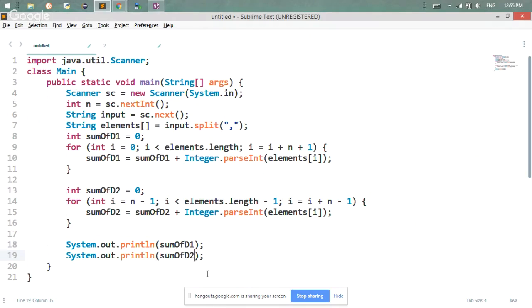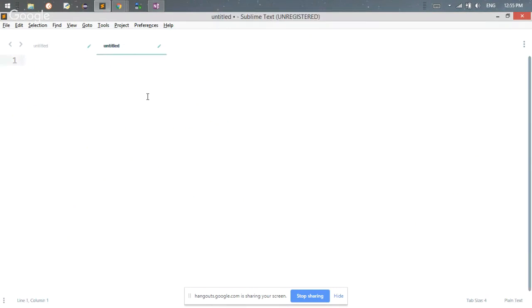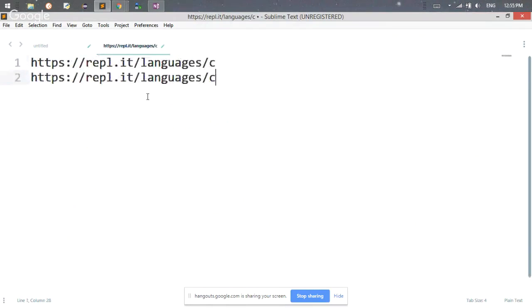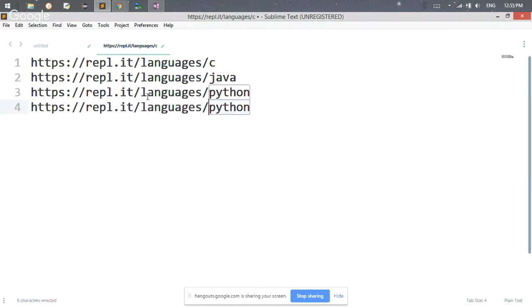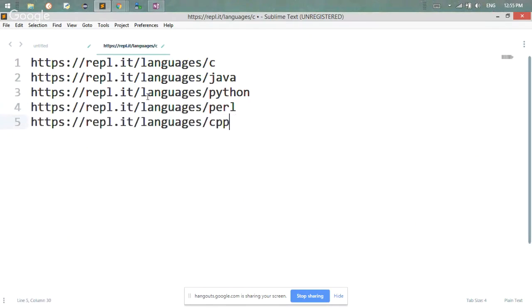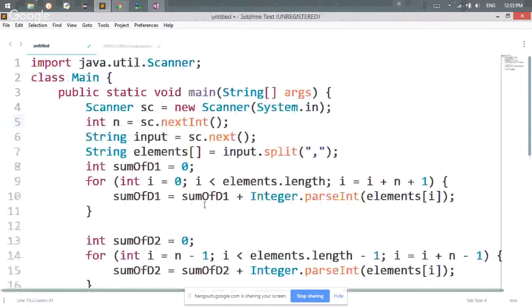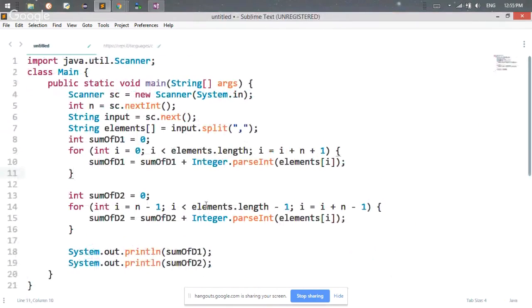Guys, another important thing is, if you have to check your code, you don't have to install C or Java or whatever it is, you can use an online editor. Many different online editors are present, but my personal choice is this. This is for C, this is for Java, this is for Python, this is for Perl, this is for C++. You can use these online editors and practice the coding question like how we are doing it now. So I can pause the video and take a snapshot of it and then we can proceed.